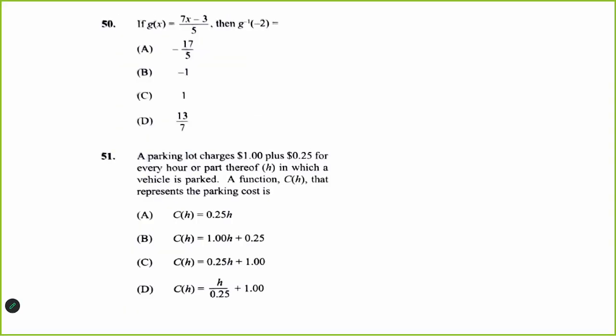Right? This one here, we want to know G inverse of negative 2. So first off, to find G inverse, G of x is equal to 7x minus 3 over 5. So y is 7x minus 3 over 5. Then you interchange x and y. So step 1, let y be equal to the function. Step 2, interchange x and y. Right? So it'll be x is equal to 7y minus 3 all over 5.